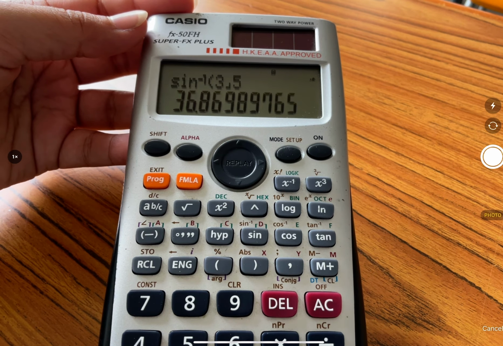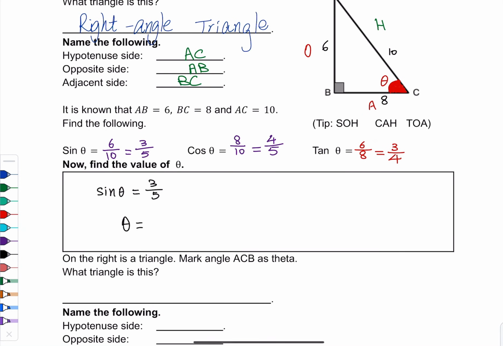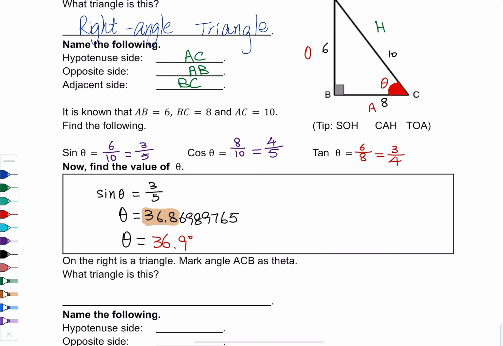So I'll write the answer. You get your answer as 36.8698975. But in your exam, I just need your first 3 digits. Just first 3. So you will write as 36.9. Oh, miss, it's 8 here. Why did you write 9?